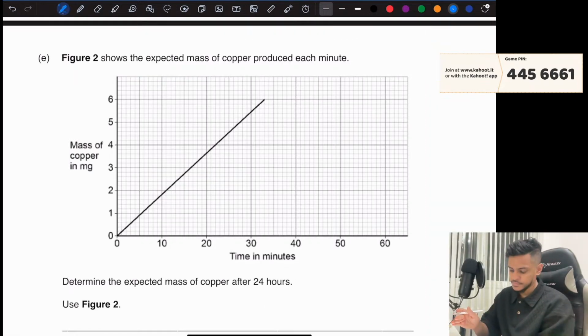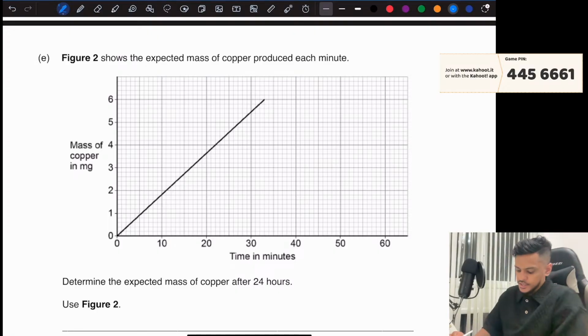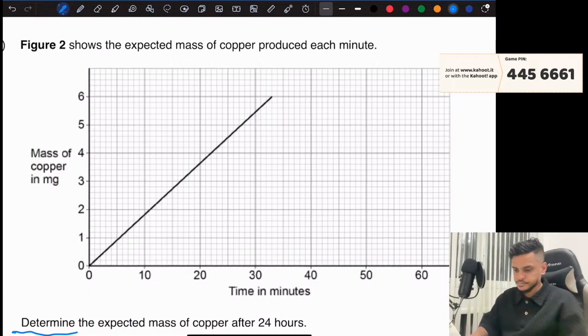Determine the expected mass. They want us to determine, so that means figure out, the expected mass after 24 hours. Any ideas what we can do here, guys? Let me know. There's a calculation question. It's one of those application questions.